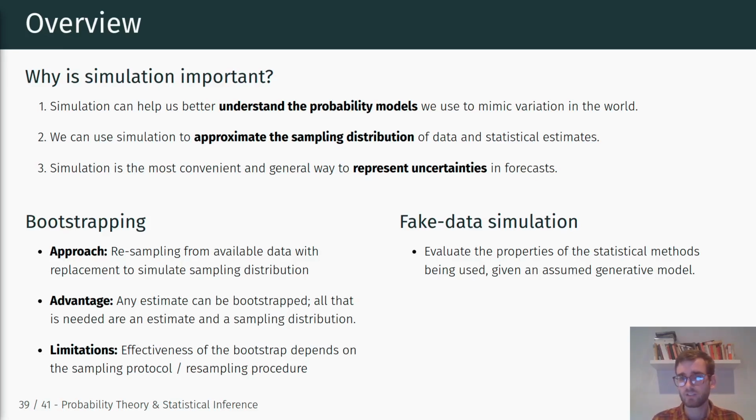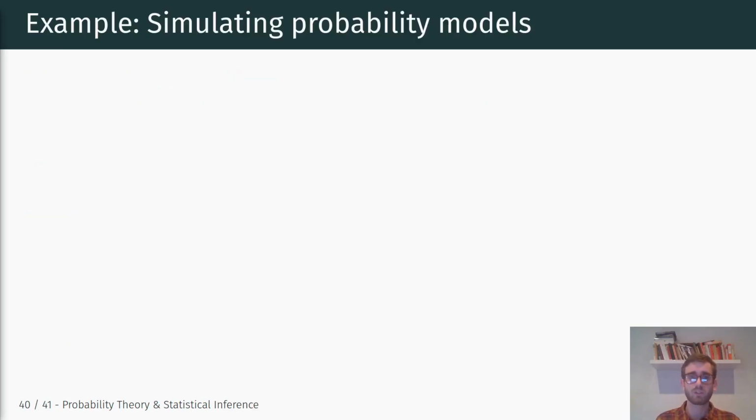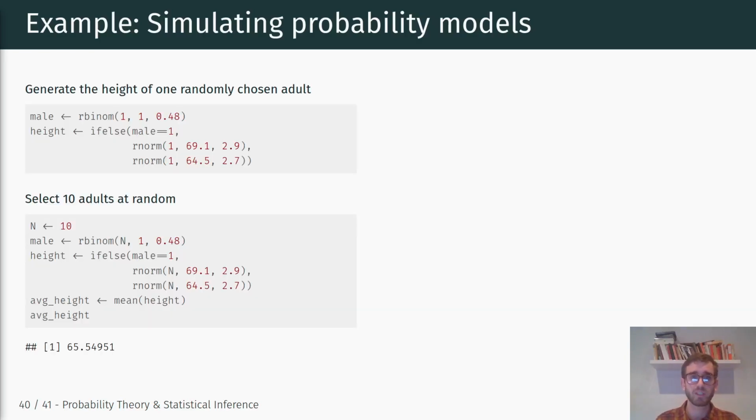Okay, and just to wrap things up, I will go through one quick example that is related to one of the examples included in the simulation chapter in our textbook. Specifically, I'm just going to go through one example where we simulate probability models. Specifically, we're looking at simulating the height of random adults.